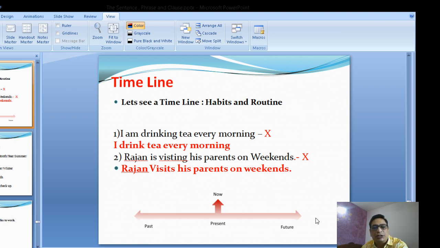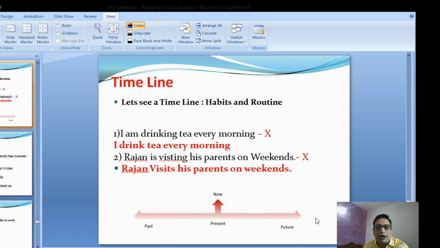Rajan is visiting his parents on weekends. Again, that is a habit. He is doing it every weekend. So you cannot use visiting. So what are we supposed to use in that case? I am drinking tea every morning can be replaced with I drink tea every morning. I drink tea every morning, present simple tense, as it's a habit. I am drinking tea every morning, wrong.